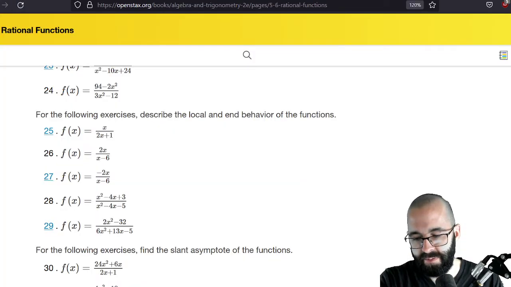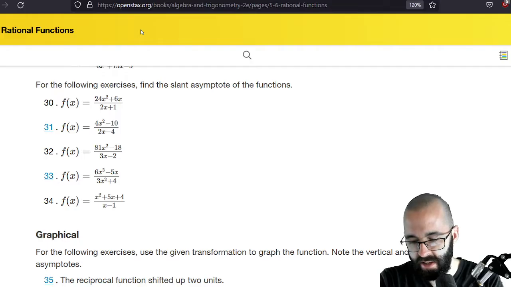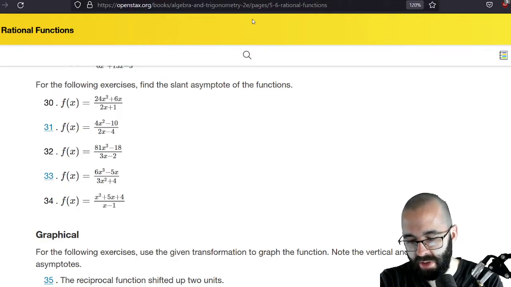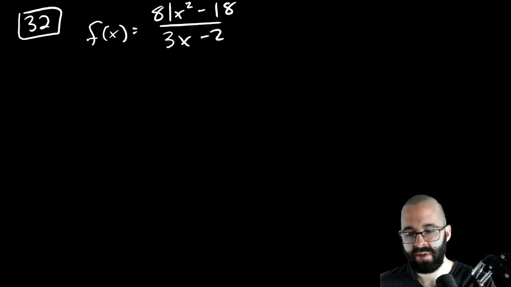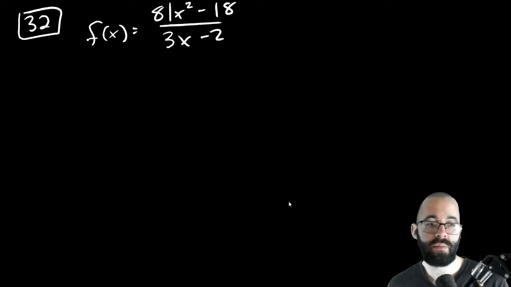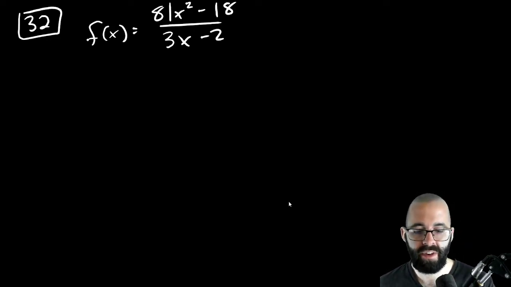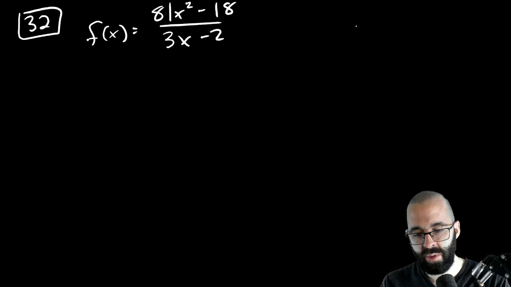All right, 32. Find the slant asymptote. 81x² minus 18 over 3x minus 2. And again, if we just look at the leading terms, that's going to tell us the slope of our slant asymptote and that we have one. But to find the y-intercept of our slant asymptote, we're going to have to divide these out with long division.